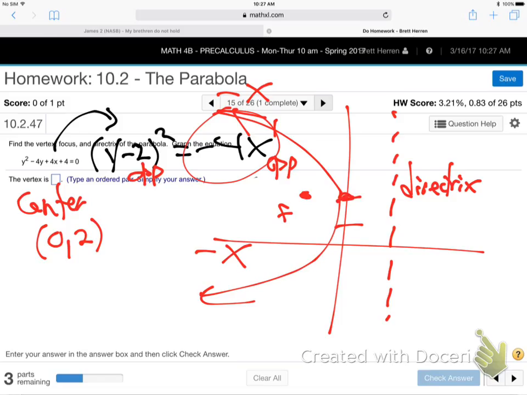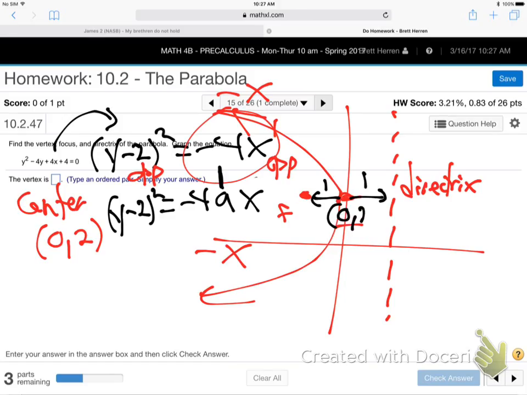So I got to do a little bit more work on the look. Y minus 2 squared is minus 4ax. So what's A? It's just 1. A is 1. So this is a distance of 1. This is a distance of 1. So this is over 0, up 2.